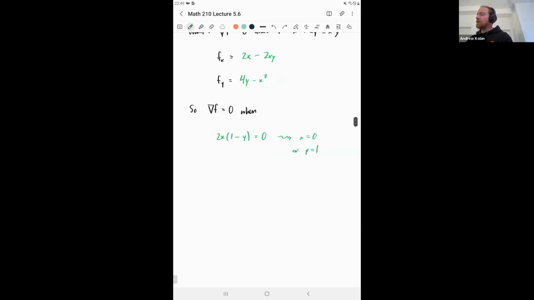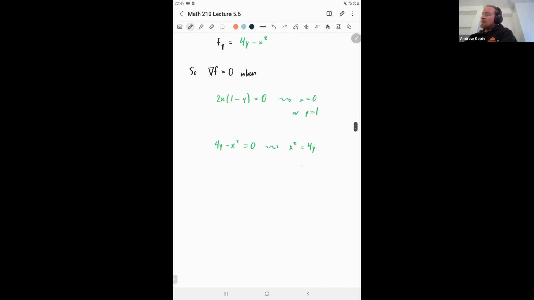But let's cut things down further and see if we can get a finite list by looking at the y directional derivative, which is 4y minus x squared. If we set that equal to 0, this can be rewritten as x squared equals 4 times y. So we know that these 2 conditions have to hold. And by applying those conditions to this second equation we've determined, we can try to find a finite list of points satisfying all of the criteria together.